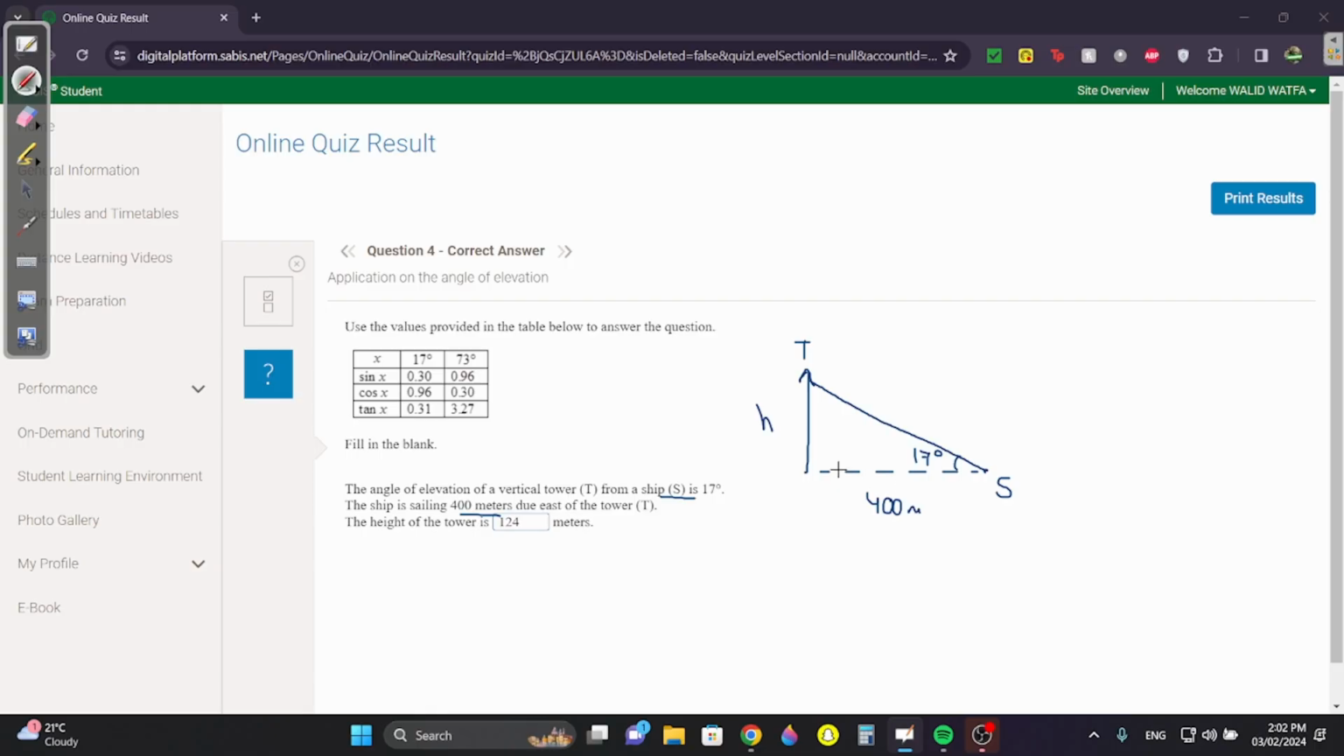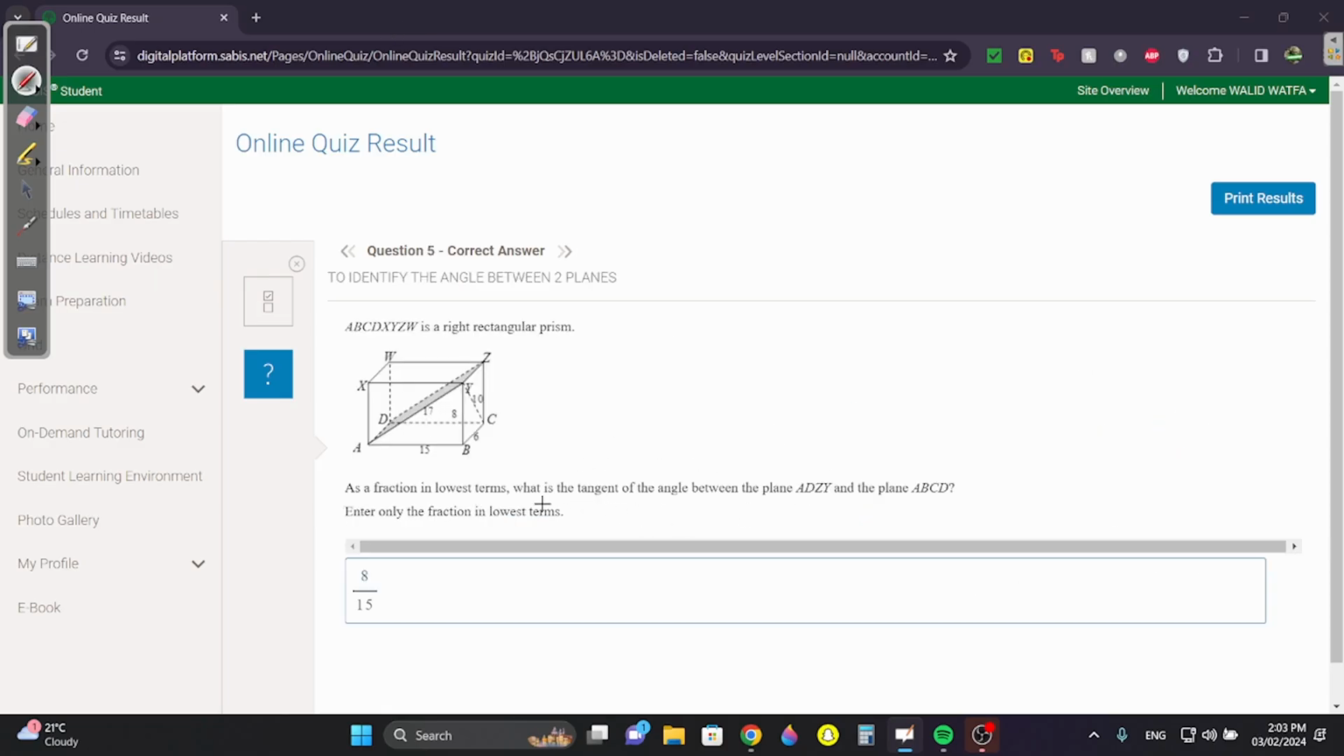What do you do here? Which rule do you use? Sine, cosine, or tangent? We have the opposite side and the adjacent side. Which one is opposite over adjacent? Tan. So tan of 17 equals the opposite, which is h, over the adjacent, which is 400. Then you cross multiply. They said tan 17 is 0.31. So 0.31 equals h over 400. Cross multiply, you get 124 meters.